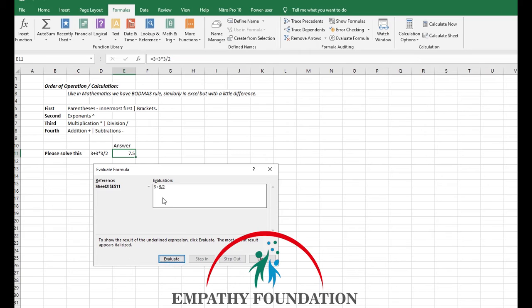First step was multiplication: 3 multiply by 3, which is 9. Second step was division: 9 divided by 2, that is 4.5. Final step: 3 plus 4.5, that is 7.5. This is the correct answer.